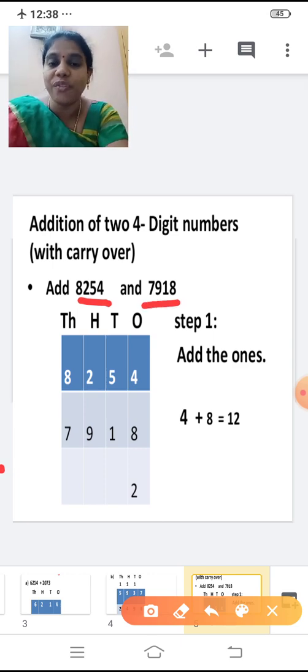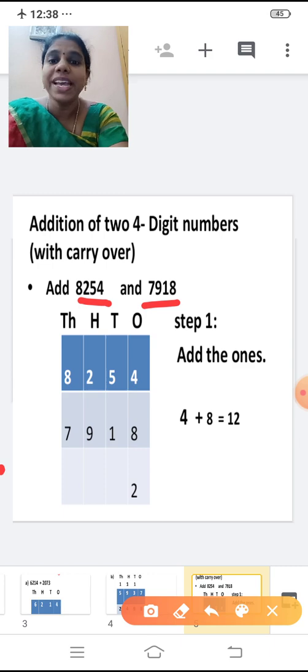So shall we add this now? First we are going to write in the correct place. I am taking 8,254 as the first number. Write 8 in the thousands place, 2 in the hundreds place, 5 in the tens place, and 4 in the ones place.